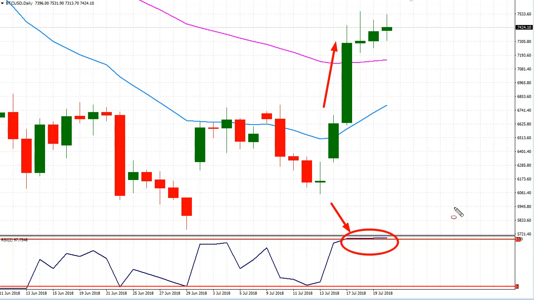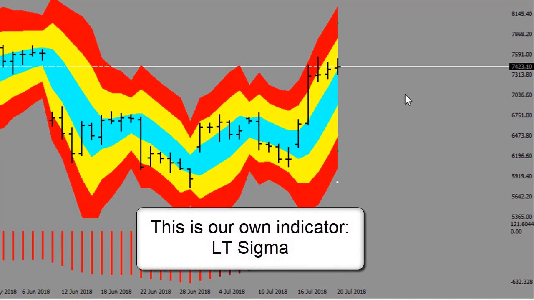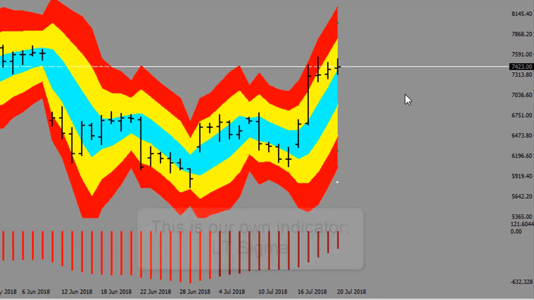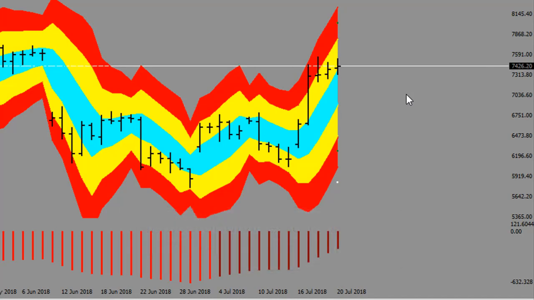Now, also you will notice apart from the overbought zone on the RSI, on my other indicator here, which is the Sigma chart, that's the indicator I created some years ago. It's one of our own indicators called LT Sigma. Obviously, I don't have time to go into the exact meaning and the interpretation of this Sigma chart and what the different colors mean. But just to put it very simply, what this indicator does, it shows you the extremely overbought and extremely oversold levels on the market, okay?